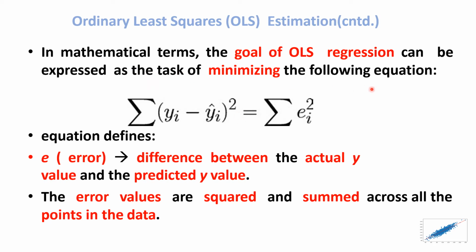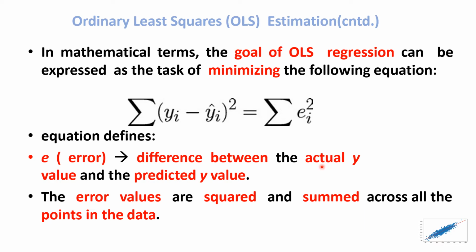In mathematical terms, the goal of OLS regression can be expressed as the task of minimizing the following equation. So ordinary least square estimation is trying to minimize the errors. The goal of OLS regression is the task of minimizing the following equation: sigma (yi minus y bar) the whole square is equal to sigma epsilon i square. So e is the error here, which is the same as our epsilon, that is the difference between the actual y value and the predicted y value. The error values are squared and summed across all the points in the data.